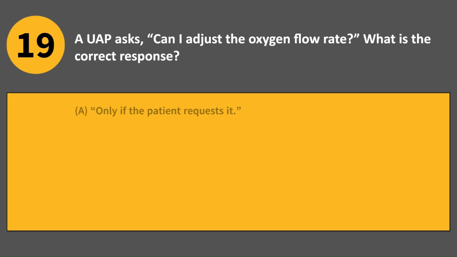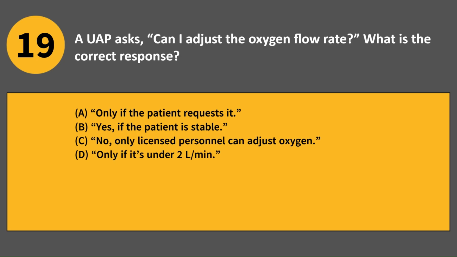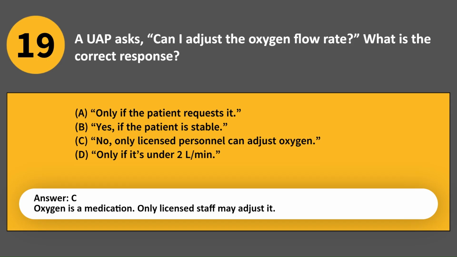A UAP asks, "Can I adjust the oxygen flow rate?" What is the correct response? A. Only if the patient requests it. B. Yes, if the patient is stable. C. No, only licensed personnel can adjust oxygen. D. Only if it's under 2 liters per minute. Answer: C. Oxygen is a medication. Only licensed staff may adjust it.